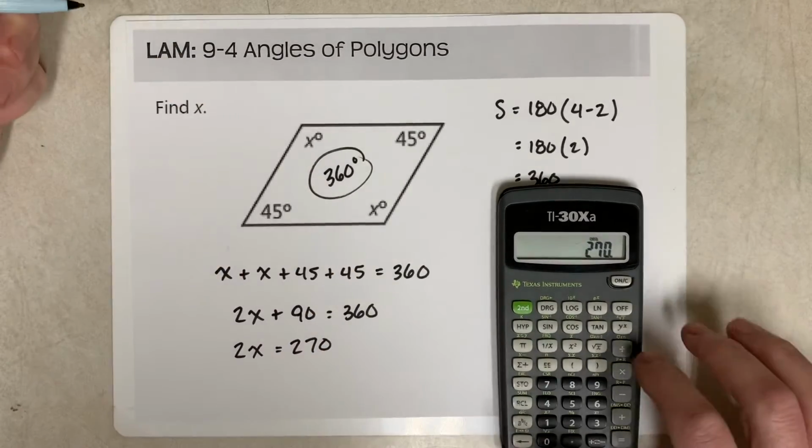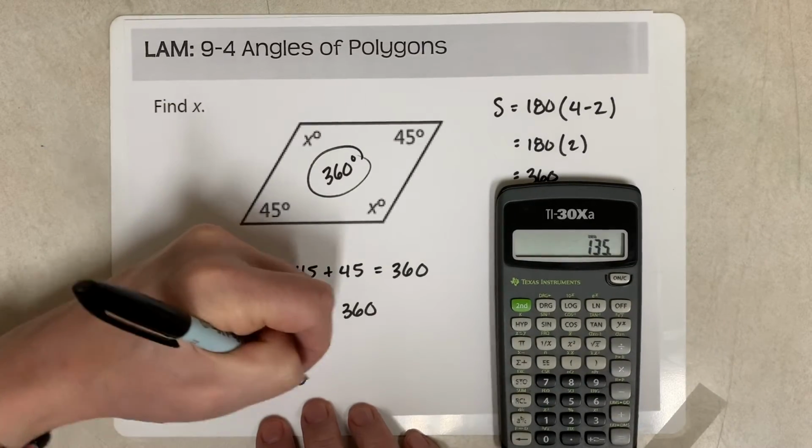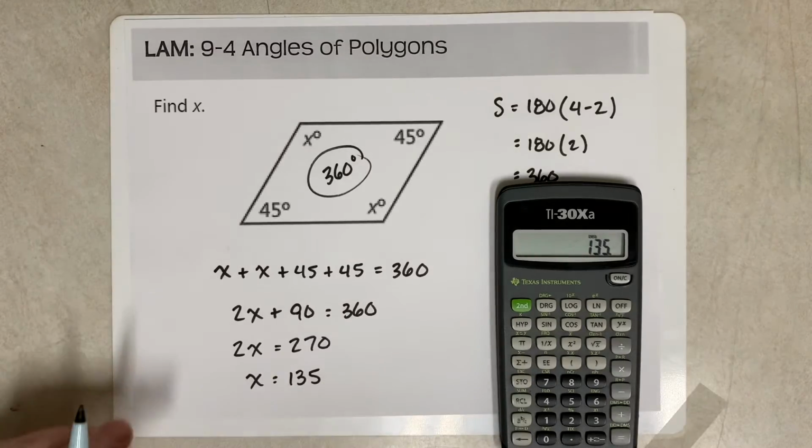And now we're just going to divide that by 2, and we get 135. So x is 135 degrees.